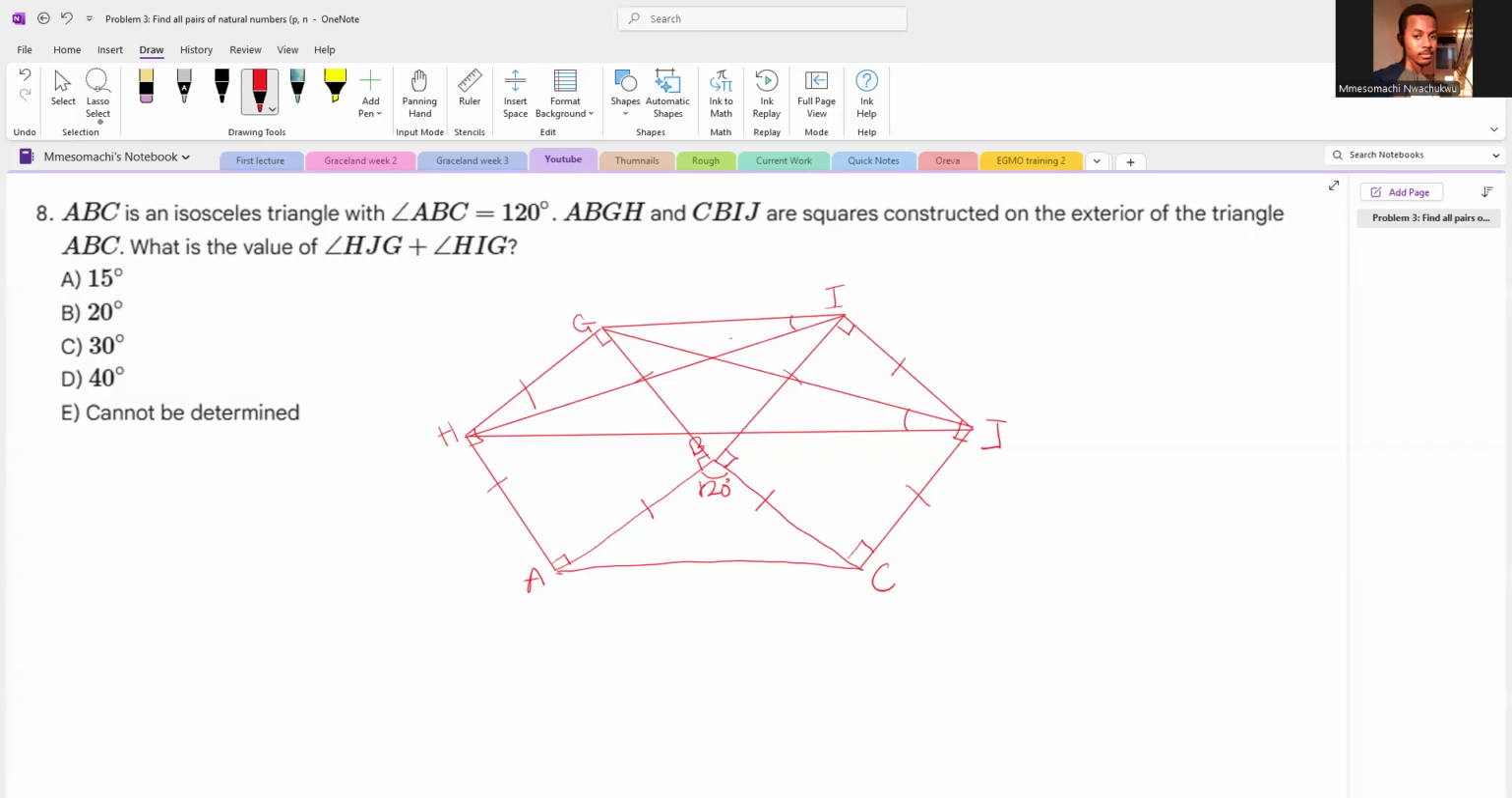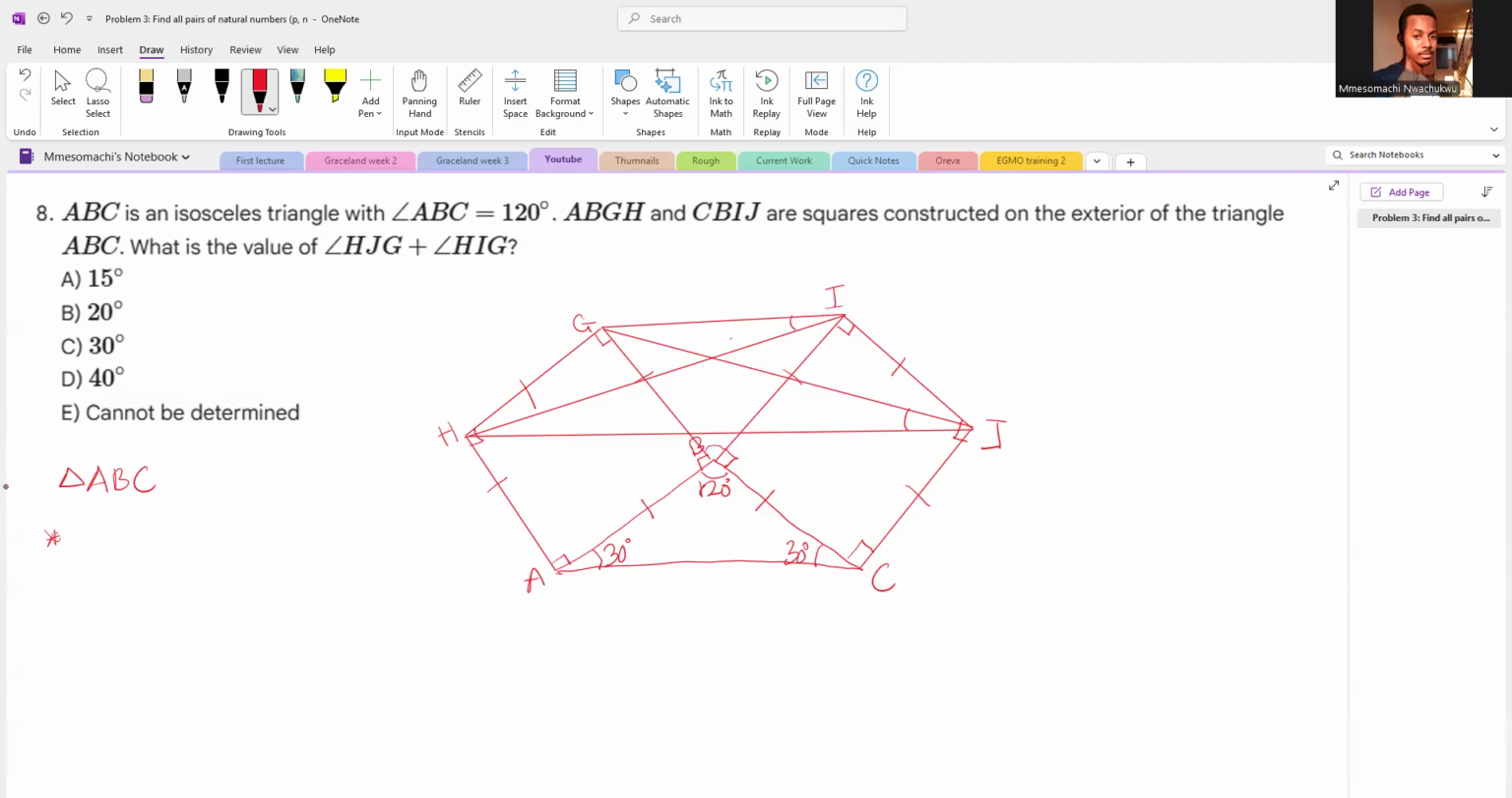The first thing we can see is that since ABC is isosceles, 120 degrees is not going to be the base angle. So angle BAC and angle BCA are equal. To calculate it, we just do 180 degrees minus 120 degrees, divided by 2. So this will be 30 degrees, 30 degrees. You can confirm that this adds up to the sum of angles in a triangle, which is 180 degrees.